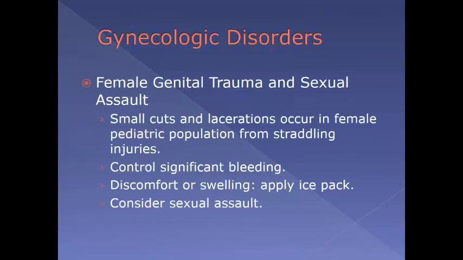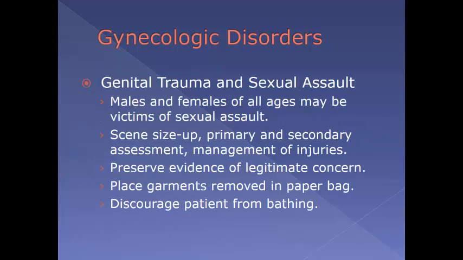All right, now as far as female genital trauma and sexual assault, you may have small cuts or lacerations in the pediatric population or anybody from straddle injuries, like horseback riding or something like that. If this occurs, control any significant bleeding. Usually it's going to be an abdominal pad between their legs inserted in the underwear or something of that nature. If they have discomfort or swelling, you can externally apply an ice pack and consider sexual assault as a possibility. It could be that they don't want to tell you. All right, for genital trauma and sexual assault, could be male, could be female.